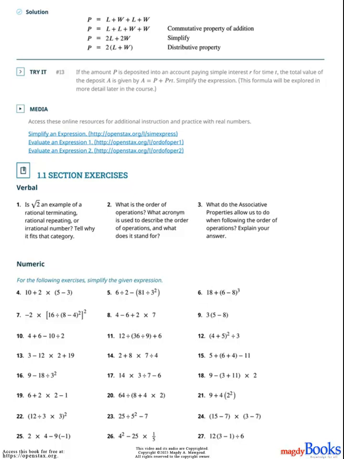Try it number 13. If the amount P is deposited into an account paying simple interest R for time T, the total value of the deposit A is given by A = P + PRT. Simplify the expression. This formula will be explored in more detail later in the course.